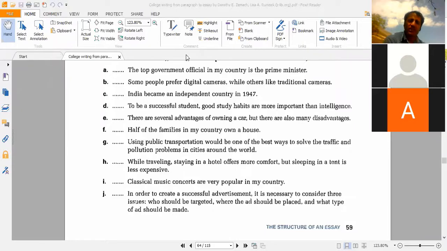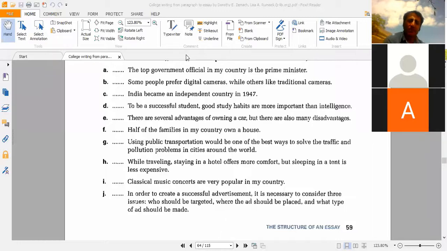While traveling, staying in a hotel offers more comfort, but sleeping in a tent is less expensive. This can be taken as a thesis statement, but it is not a strong thesis statement. It is a weaker thesis statement. It can be modified to make it better, because you have chosen both again, that is, staying in a hotel offers more comfort but sleeping in a tent is less expensive. There is again a kind of comparison, and this can be a kind of thesis statement, but not a strong one, rather it is a kind of weaker thesis statement.